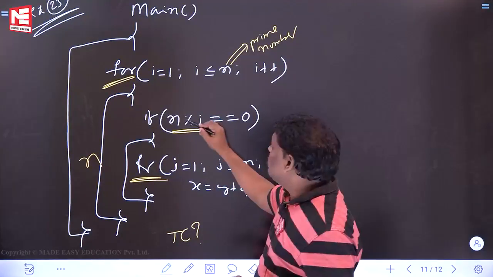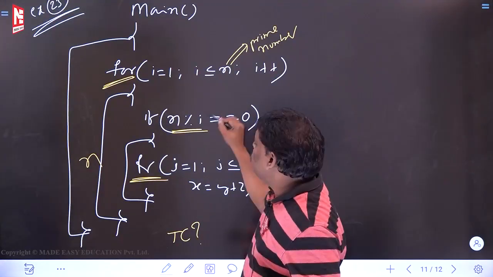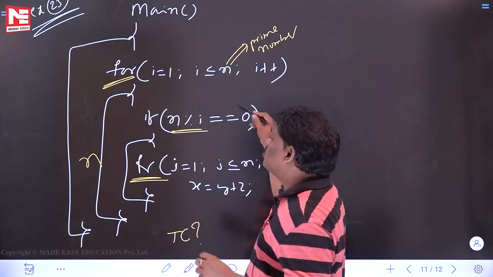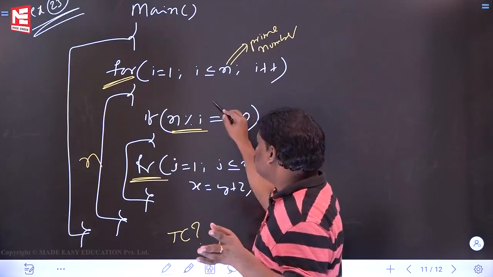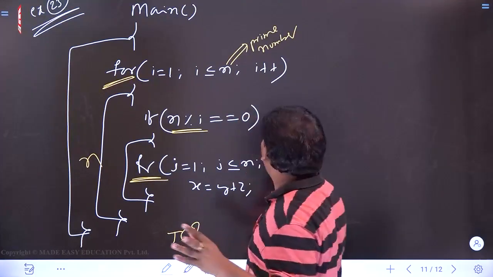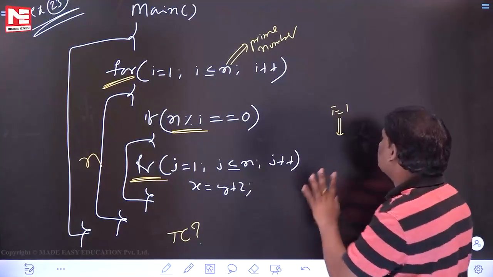I think n modulo i is equal to 0. What is the answer? When i is equal to 1, this will pass. Next one, i is equal to n also, this will pass. I think this condition is true only 2 times. For i is equal to 1, this condition is true.